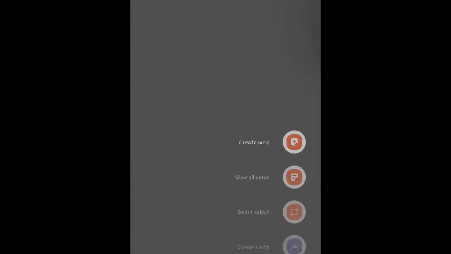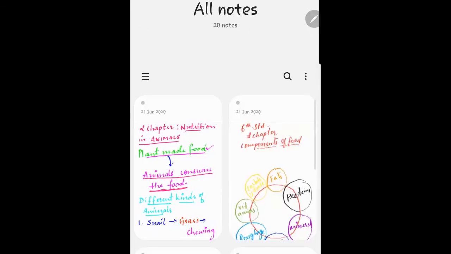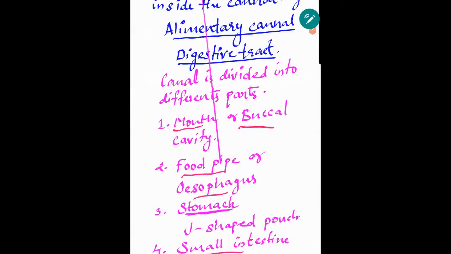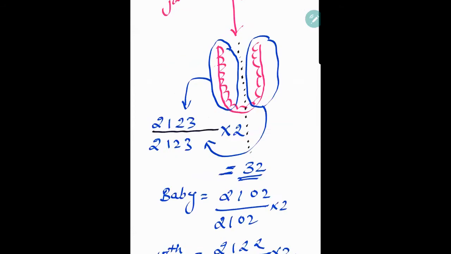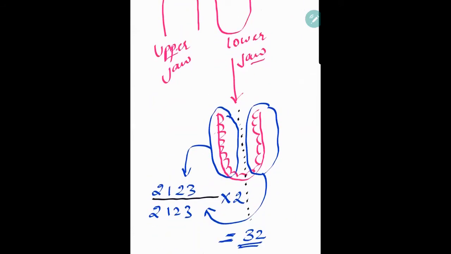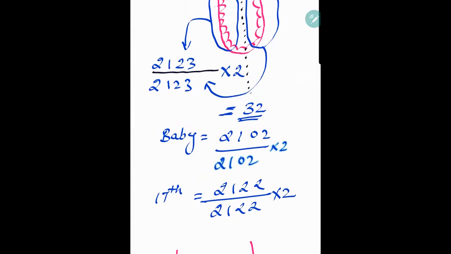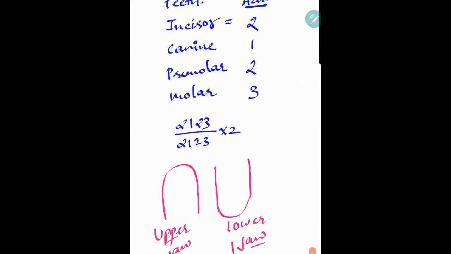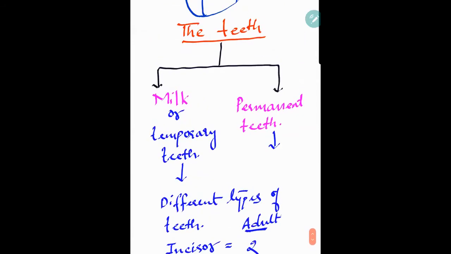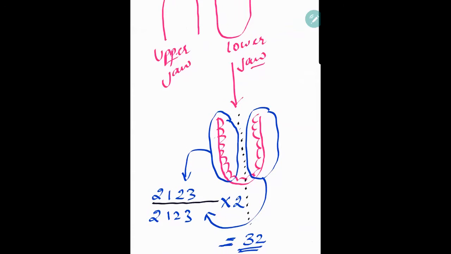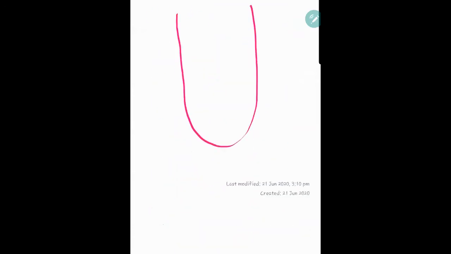Okay, we'll start with the class. In the last class, we have seen about the teeth, as you can see on the screen: the different types of teeth, what the types of teeth are, and how the dental formula is written. Today, we'll see how tooth decay happens.